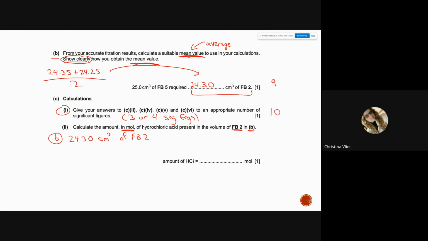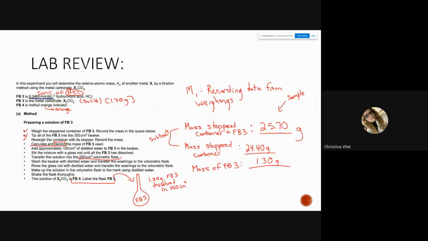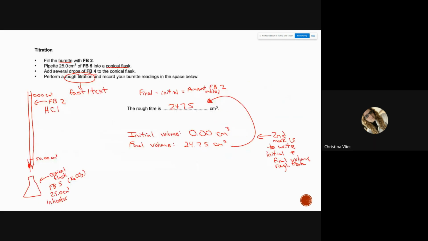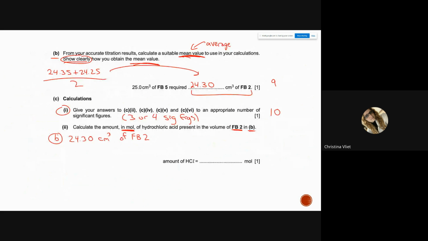Or is there something missing? We gotta have something else. Now you're gonna go back to the information from the beginning of the lab. Did they give me any more information about FB2? Something that could potentially be very helpful. They gave us, right in the beginning, concentration. You see it? That's the other piece of information we need.